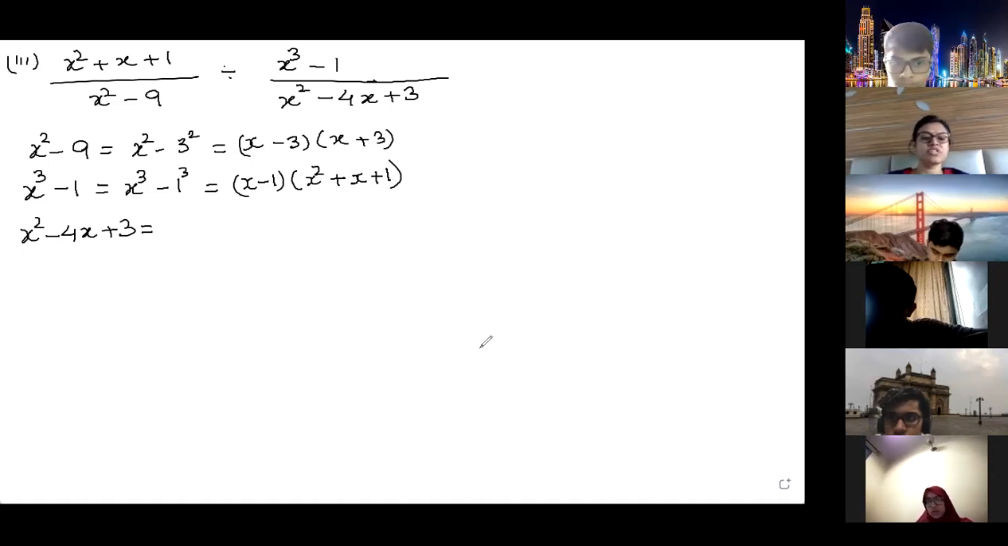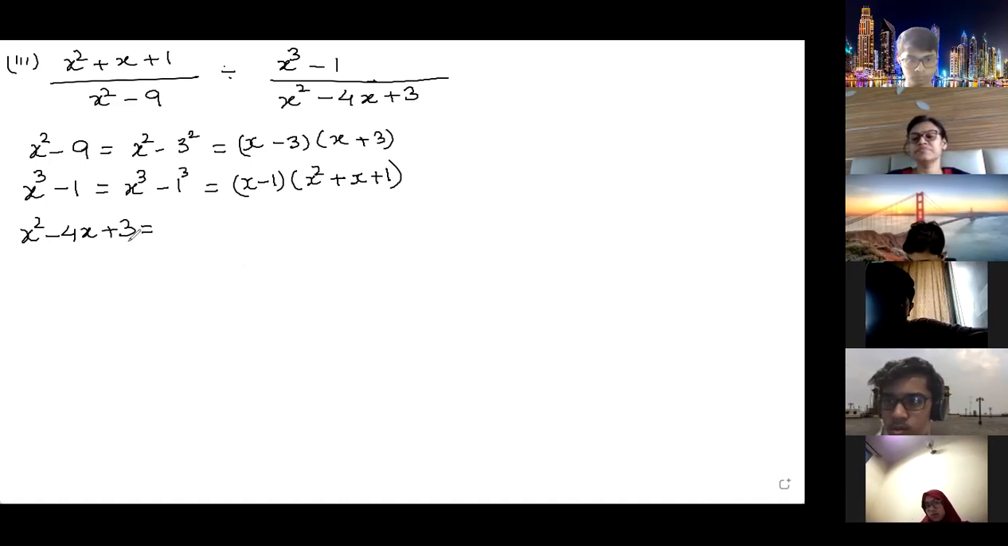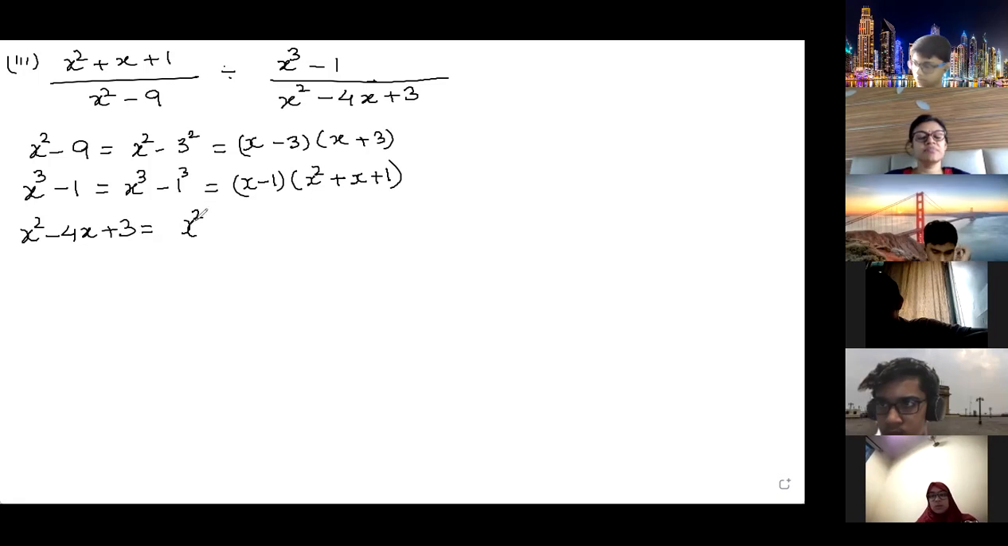x square minus 4x plus 3. Muazzam, how will you split it? x square minus 4x plus 3. This is 3, na? 3 into 1. Ma'am, minus 4x plus x. Minus 4x plus x is what? Minus 3x, which is not there in the middle. 3 you have to factorize. So it should be... anyone else can try?